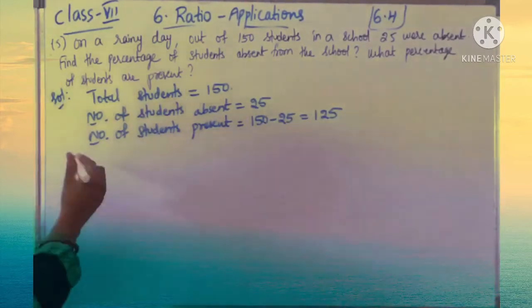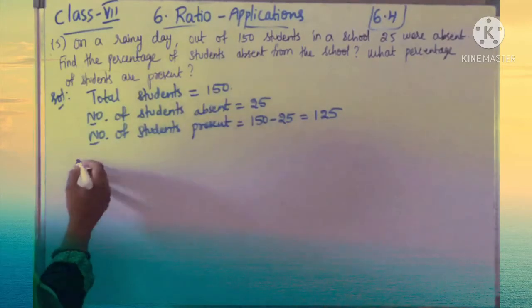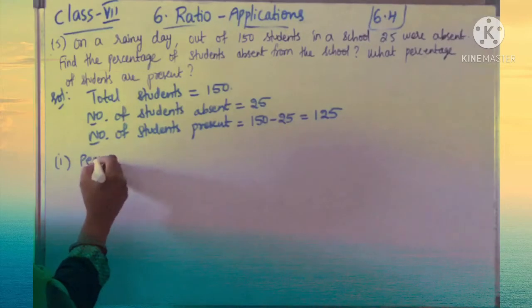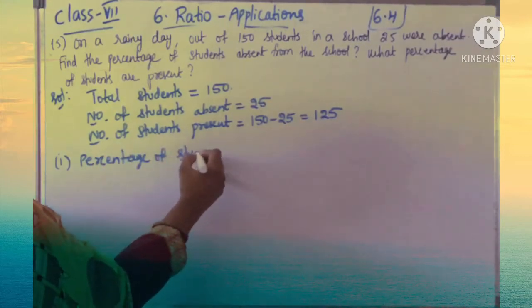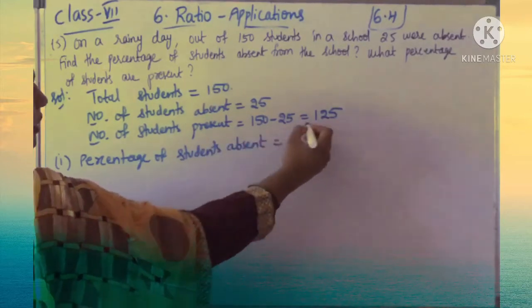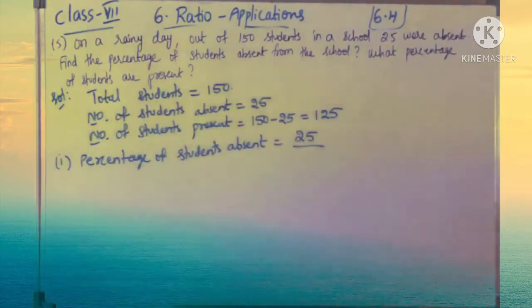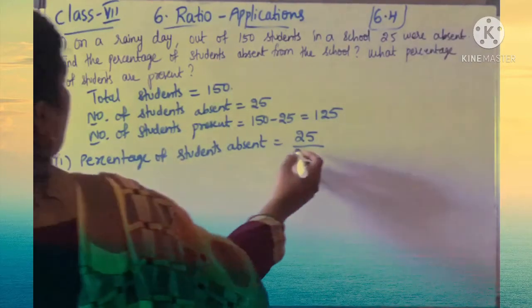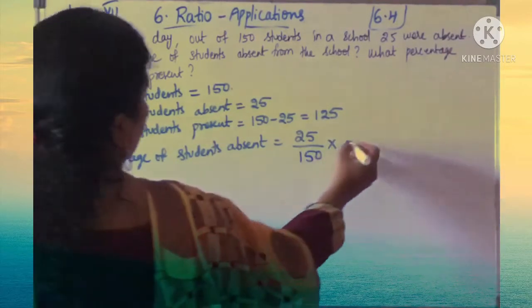Here we have to find the percentage of students absent and what percentage of students are present. So first we'll write the percentage of students absent. How many students are absent, children? 25 students. Out of, always the denominator should be represented with the total. So out of how many students? Out of 150 students. So 25 by 150, and it is a fraction. How to convert a fraction into percentage?